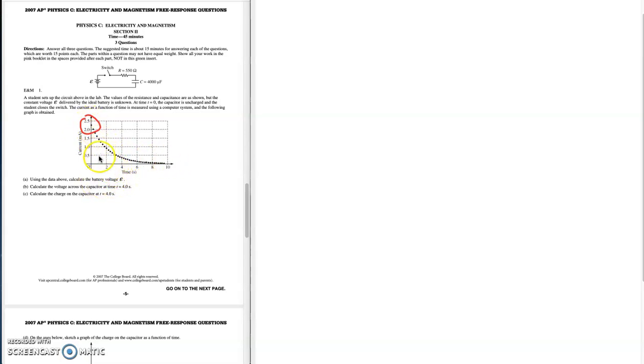All right, so for part A, using the data, calculate the battery voltage. At time t equal to 0, the capacitor is uncharged, and that means all of the voltage drop is across the resistor. So we could say Kirchhoff's loop rule, starting on the negative side of the battery and then working our way around the circuit until we get back around to where we started. The voltage of the battery takes us up, voltage across the resistor brings us down, and then the capacitor brings us down the rest of the way, and we end up back on the ground.